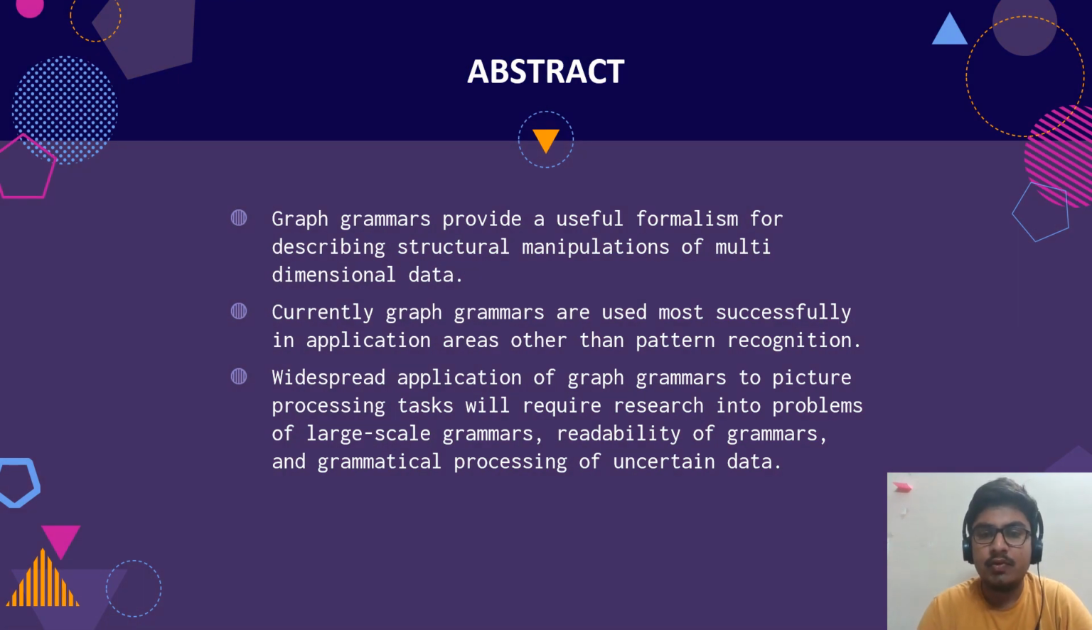Graph grammar provides a useful formalism for describing structural manipulation of multidimensional data. Currently, graph grammars are used most successfully in application areas other than pattern recognition. Widespread application of graph grammars to picture processing tasks will require research into problems of large-scale grammars, readability of grammars, and grammatical processing of uncertain data.